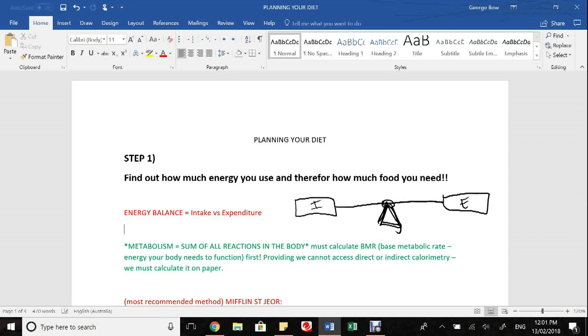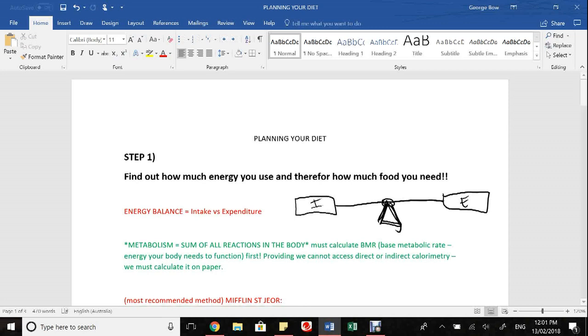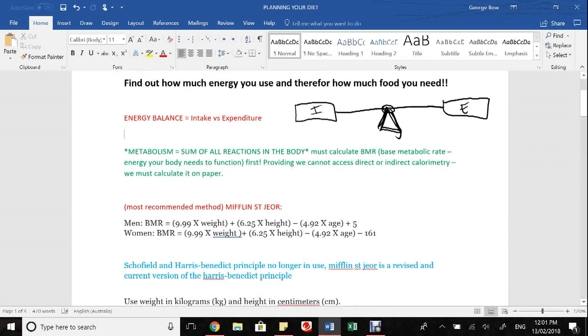So with that being said, now that we understand energy balance, we're going to be able to calculate our energy requirements for the day, so our total daily energy expenditure. But before we jump into this, we need to understand metabolism as well. Metabolism is as simple as being the sum of all the reactions in the body. What that means is all the chemical reactions in your body, all the reactions that require energy to occur, all calculated together in total.